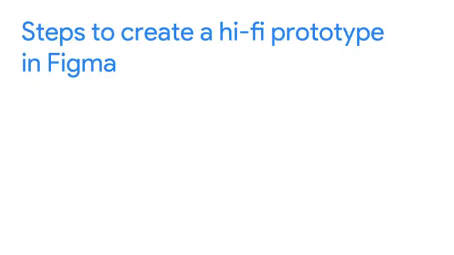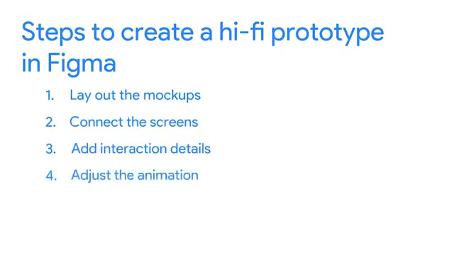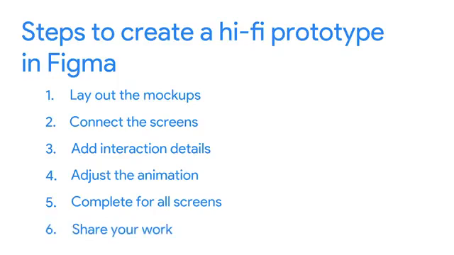Hi again. Ready to cover the next 4 steps to create a high-fidelity prototype in Figma? As a refresher, the 6 steps to create a high-fidelity prototype are: lay out the mockups, connect the screens, add interaction details, adjust the animation, complete for all screens, and share your work. We already learned how to lay out the mockups and connect the screens.